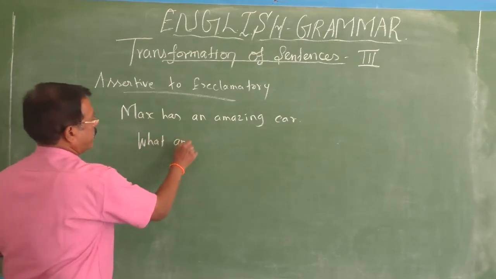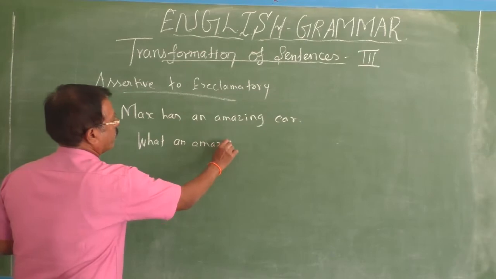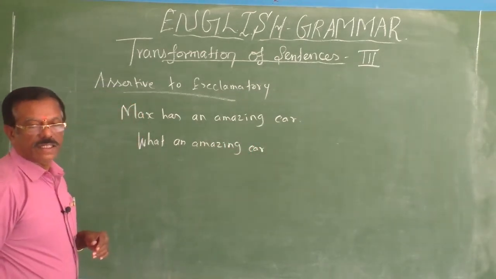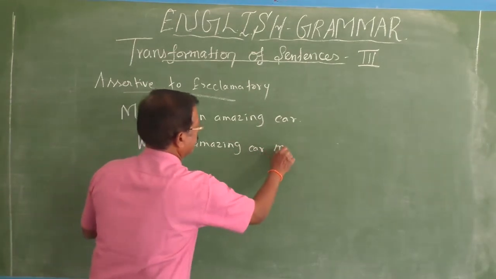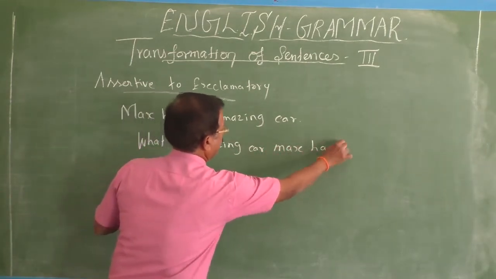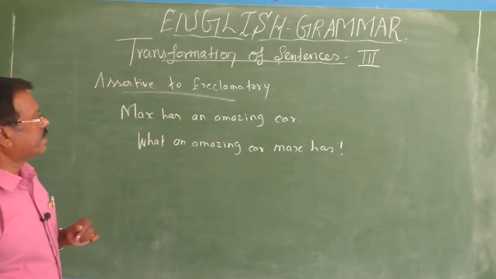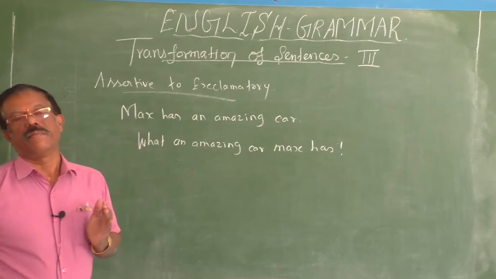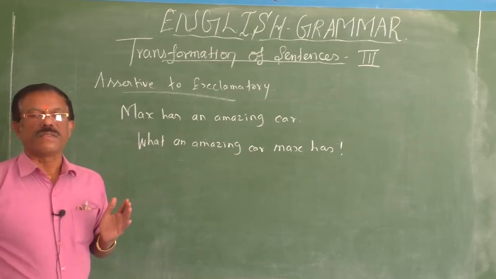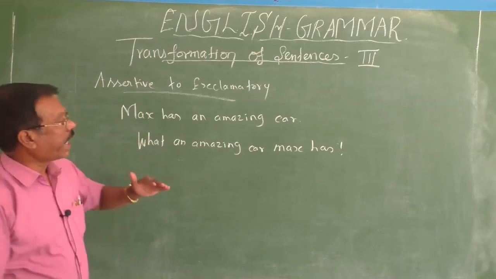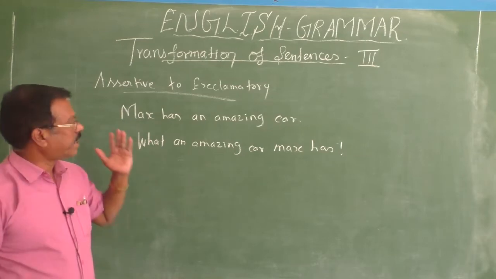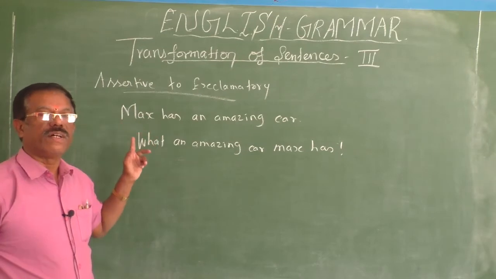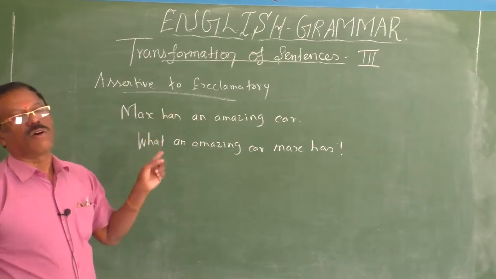Yeah. What an amazing car Max has. In this way, you can change an affirmative sentence into an exclamatory sentence. This is possible only when you have the given structure. That is, an assertive sentence should have subject plus link verb plus subject complement.